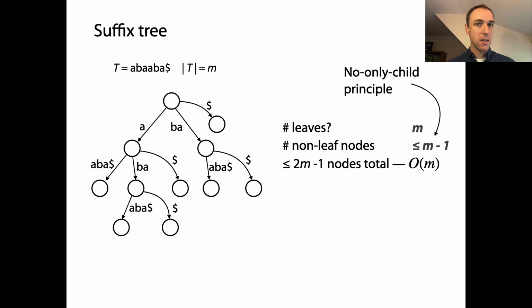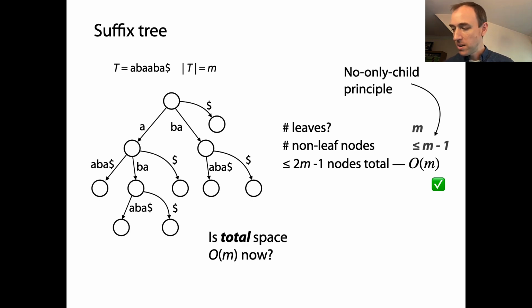So we may be feeling like we want to declare victory, but we cannot quite yet. This is nice, but the total space is not yet big O of m. Why is it that the total space represented here in this data structure, required to store this thing that I'm showing here, is not big O of m?